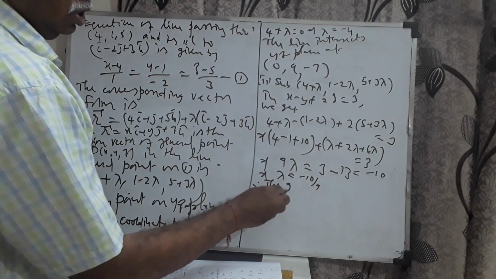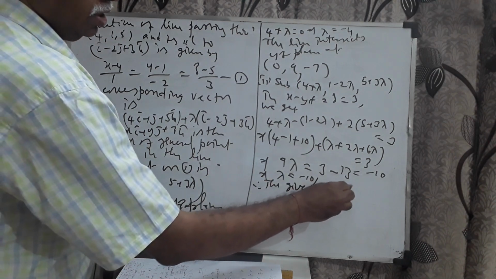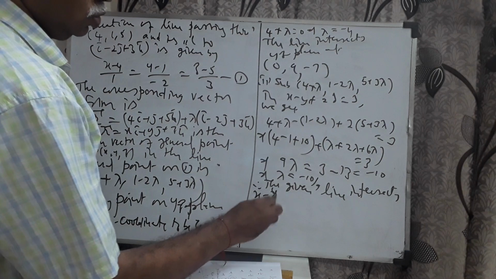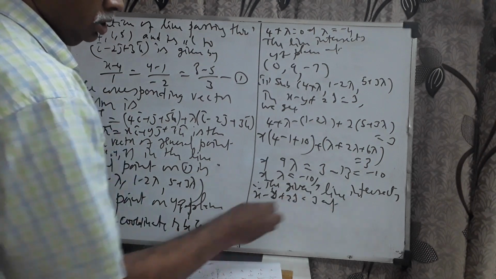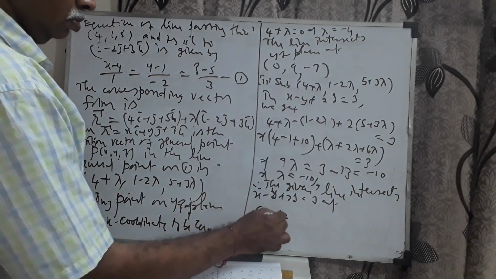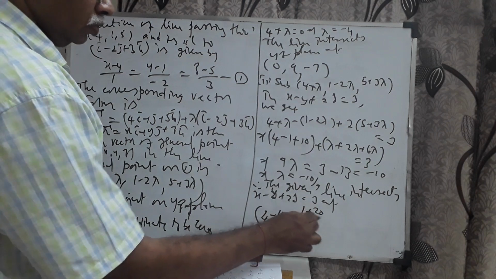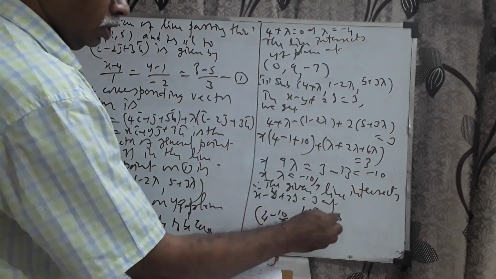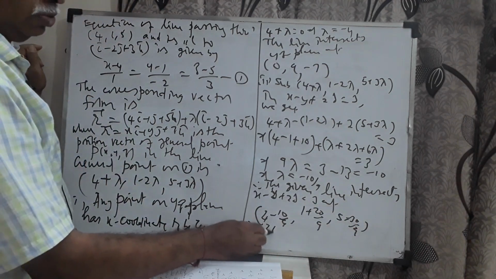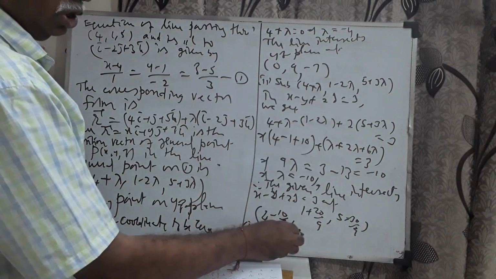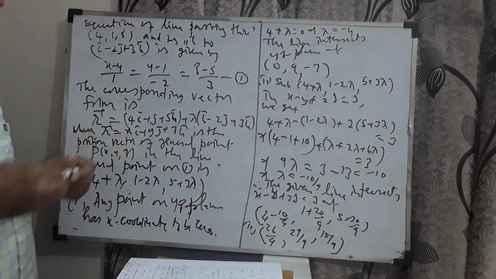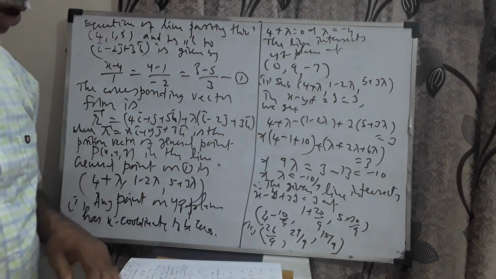Therefore, the given line intersects x minus y plus 2z is equal to 3 at, just substituting this value, minus 10 by 9: 4 minus 10 by 9, comma 1 plus 20 by 9, comma 5 minus 30 by 9. After taking LCM, this becomes 26 by 9, this becomes 29 by 9, this becomes 15 by 9. That is the final answer: 26 by 9, 29 by 9, 15 by 9.